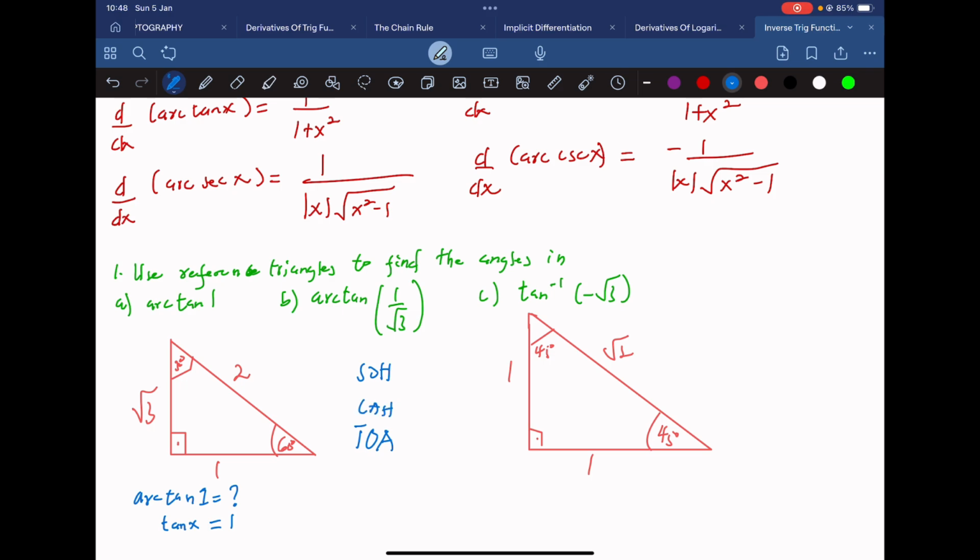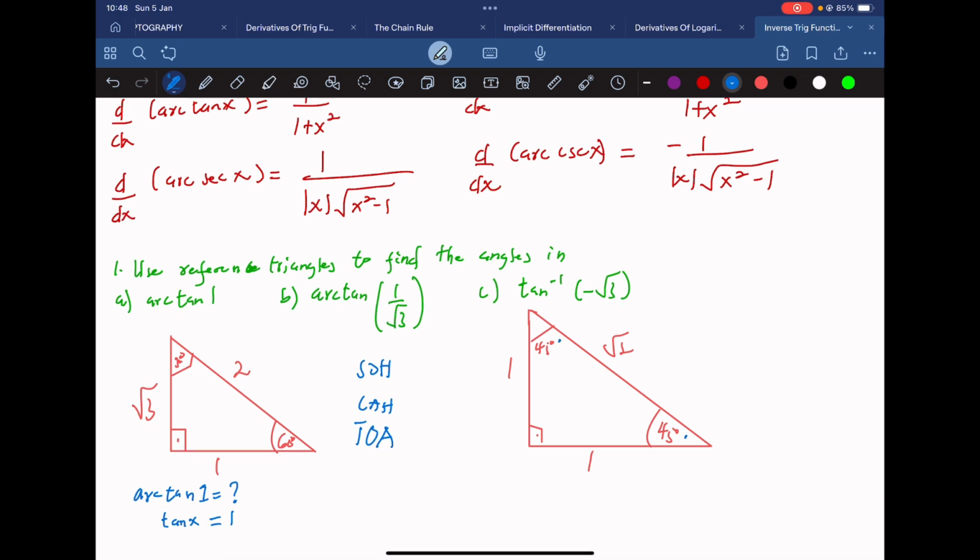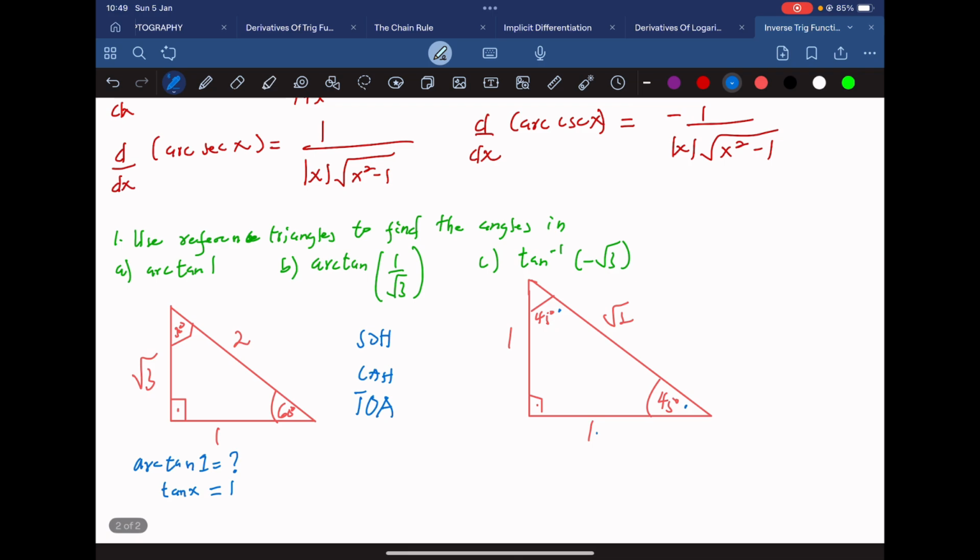Tangent is opposite over adjacent. So in this case, if we use this 45 reference angle, the opposite of 45 is 1, and the adjacent is also 1. If we use this 45 angle, the opposite is 1 here, the adjacent is 1. So basically what it means is that when we have tan of 45 degrees, we have 1 out of 1, which is 1.